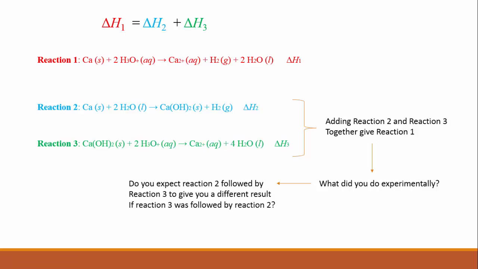So let's think back to what you did experimentally. What you did experimentally is you added calcium to an acidic solution followed by the addition of water. And then you did the reverse. You added water followed by acid. So do you expect reaction 2 followed by reaction 3 to give you a different result if reaction 3 was followed by reaction 2? Maybe you want to think about whether that's the case or not.